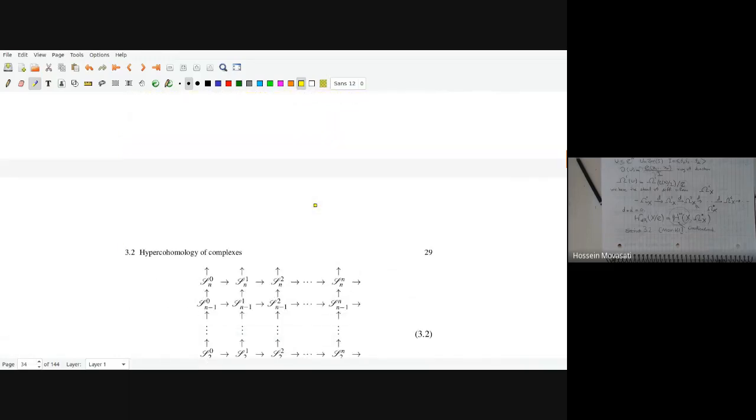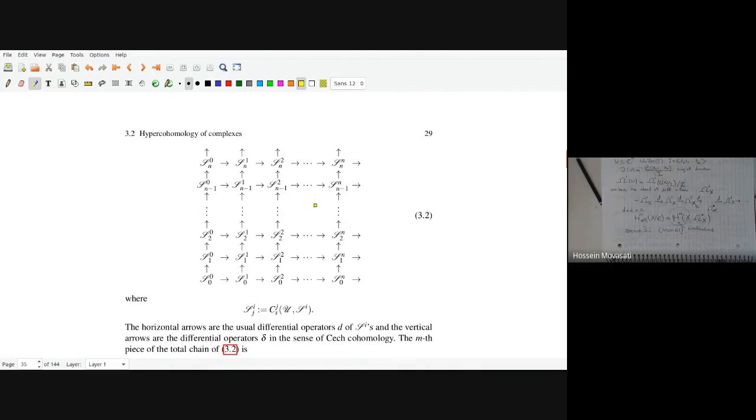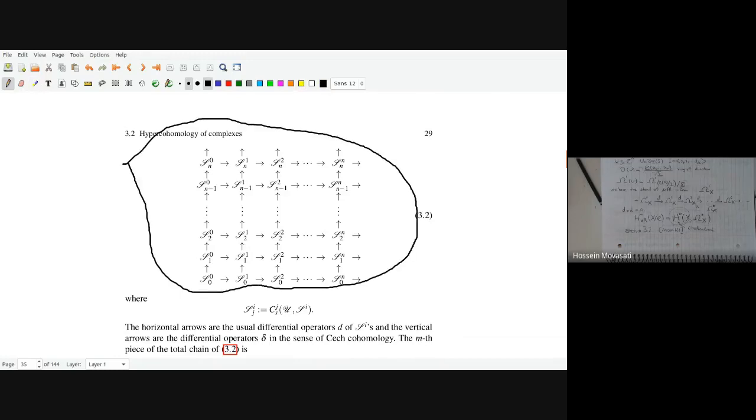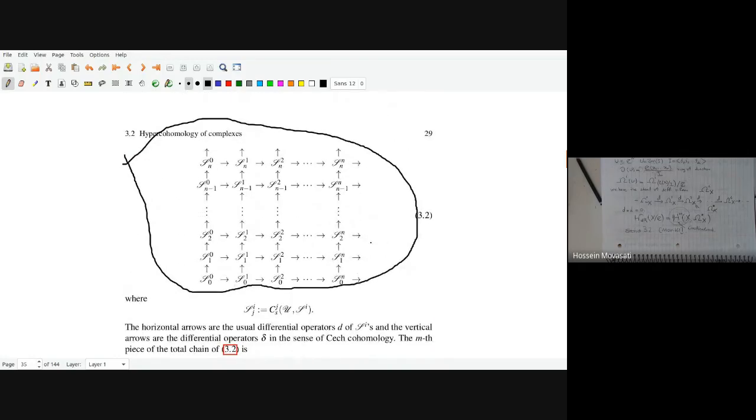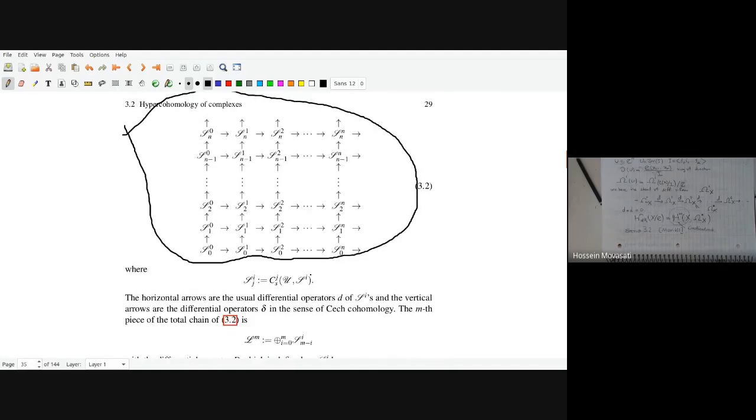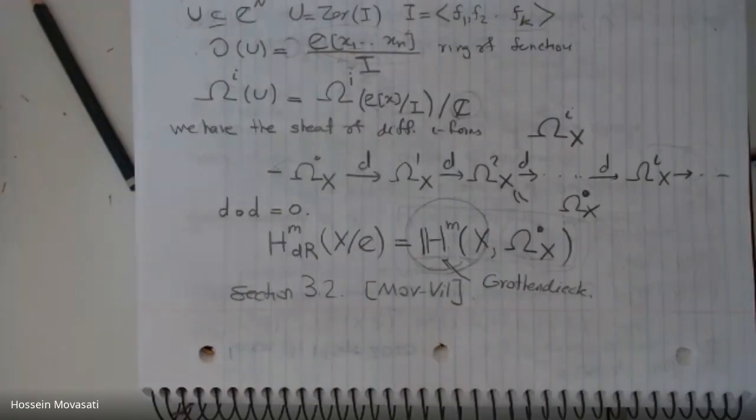In order to do hypercohomology, I will need this diagram. Let me explain this. Let me proceed writing it on the paper.